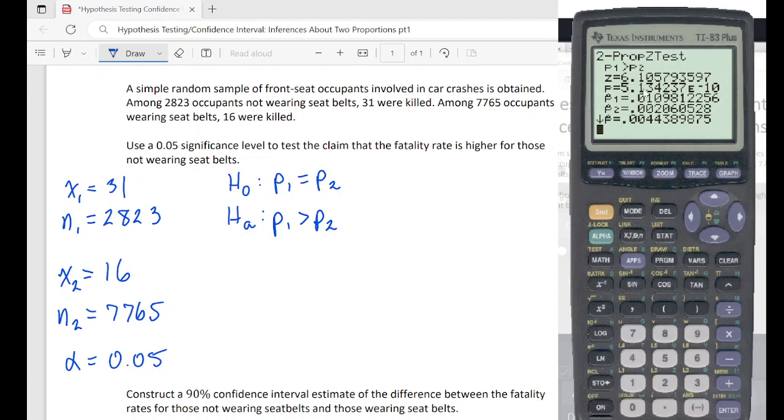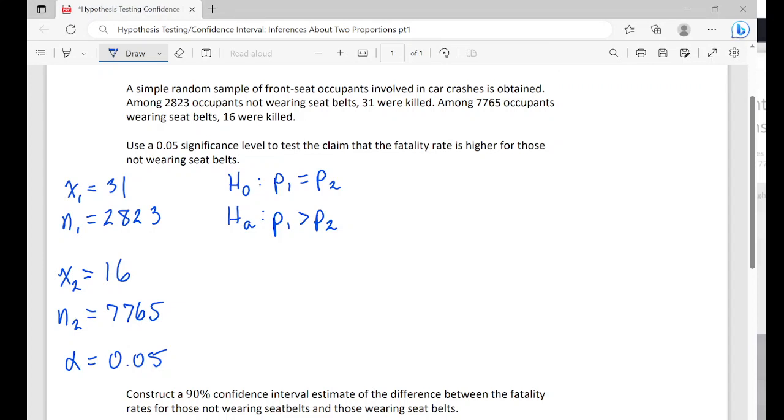Now, it says 5.1, but P can't be greater than 1. So if you look down here, you see that it's E raised to the negative 10th. So that means we need to move the decimal place over 10 spots to the left, which essentially makes P 0. So I'm going to write in our test statistic and our P value. So our test statistic is Z equals 6.11, and our P value is equal to essentially 0.